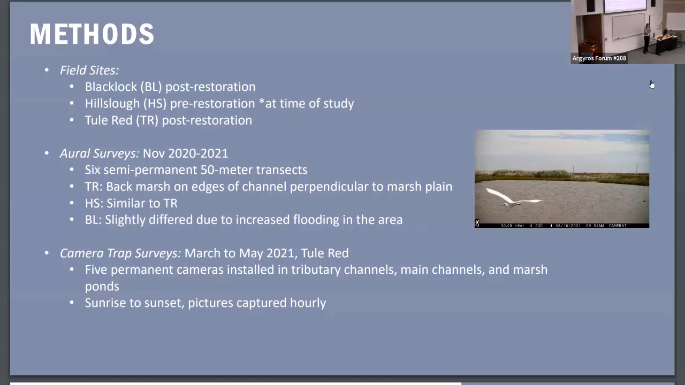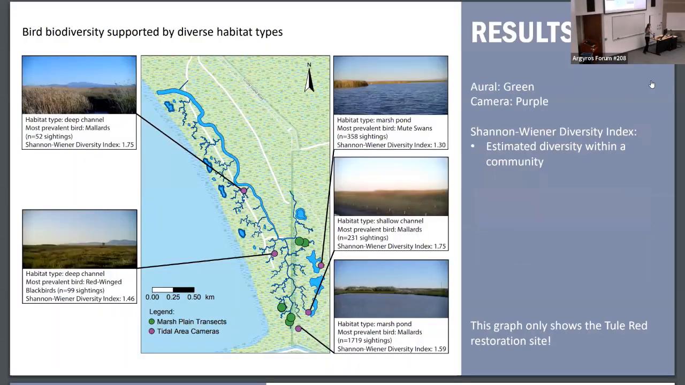Hillsloop was similar to Tule Red, but Blacklock was slightly different because it is a marsh plain mosaic. There was increased flooding in the area, so it changed the data just a little bit. And then the camera trap surveys we did for a 3-month period between March and May of 2021, specifically in the Tule Red site. Five permanent cameras were installed in tributary channels, marsh plains, and marsh ponds to get the diverse habitat types that we were looking for, and pictures were captured hourly between sunrise and sunset. So a lot of data.